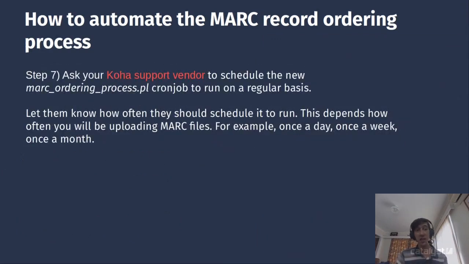Step 7 is the step where you'll need to contact your Koha support vendor because you need them to schedule a script to run on your server. This script is the MARC ordering process, and you need to let your Koha support vendor know how often you'd like it to run. This is going to depend on how often you upload MARC files to your server. So if you're uploading a MARC file every day, then you'll probably want to ask your support vendor to make this MARC ordering process script run daily.